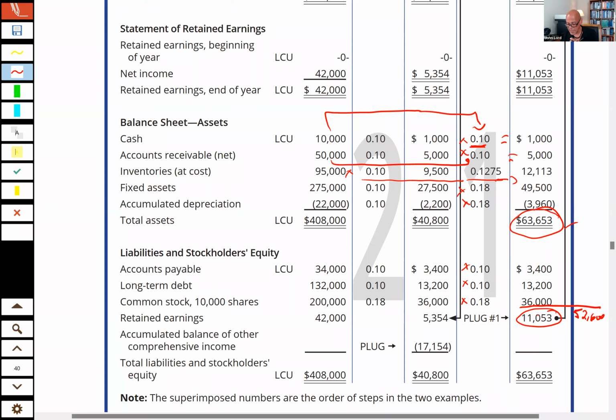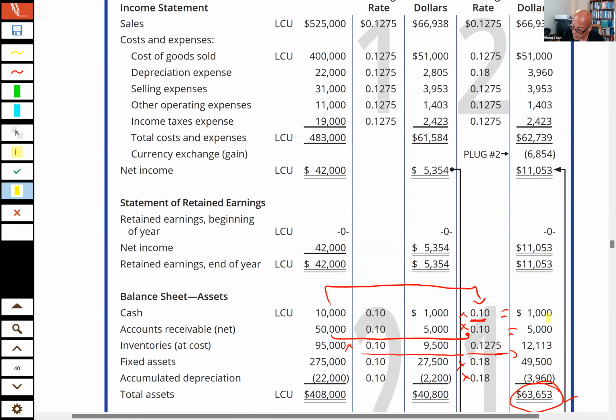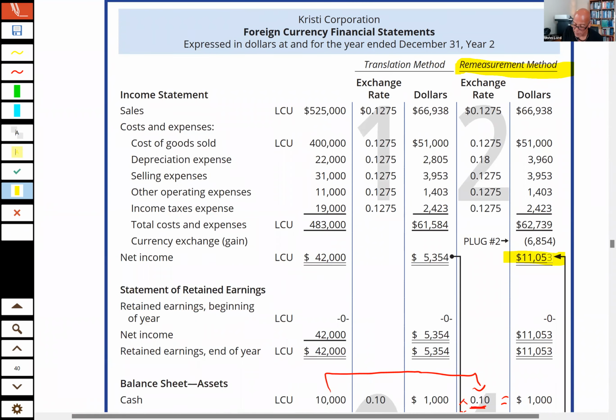If that's the case, if they just started business, that means the beginning balance in retained earnings is 0. They didn't talk about any dividends here, so I had to plug 11,053 to increase the 0 balance in retained earnings to an ending balance of 11,053. That must be the net income, right? That's my net income. So I take that 11,053 and say, well, if that was my net income, I'm going to report that as my bottom line net income on the income statement.